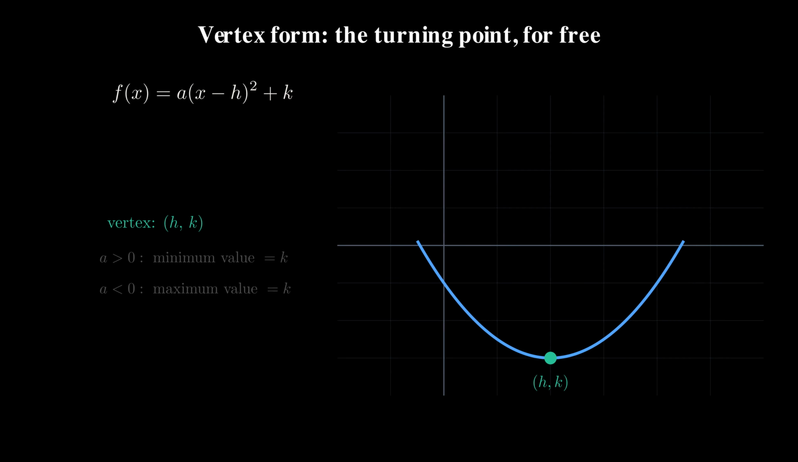If a is positive, the parabola opens up, so the vertex is the bottom, and k is the minimum value of the function. If a is negative, it opens down. The vertex is the top, and k is the maximum value. And since the curve turns there, the axis of symmetry is simply x equals h. Watch the one sign trap now. The bracket is x minus h, so x minus 2 gives h equals plus 2. The sign flips. We'll hammer that later.